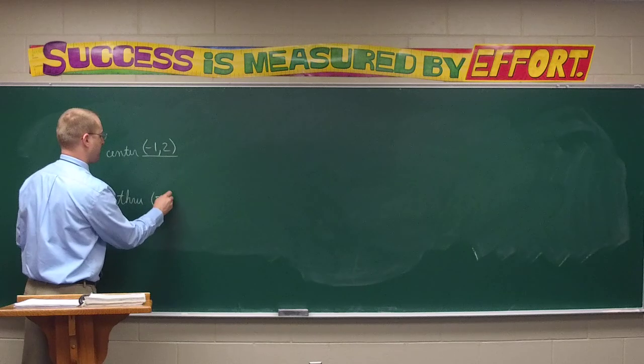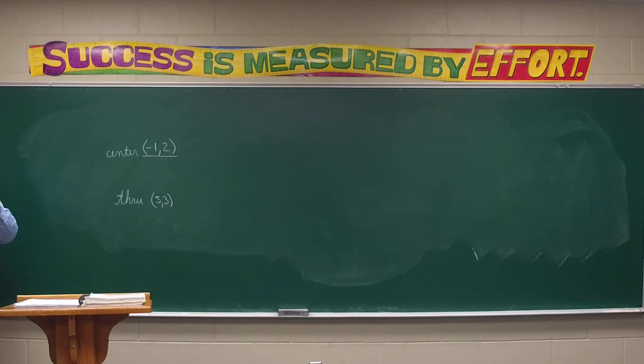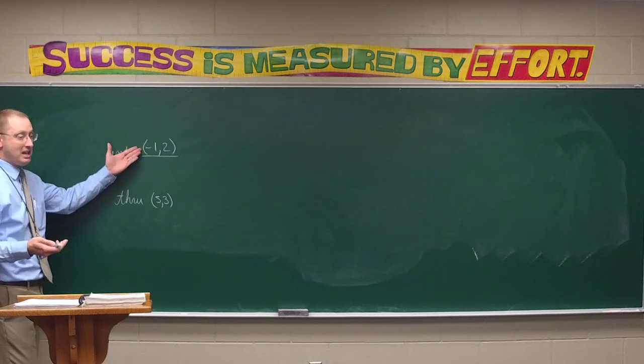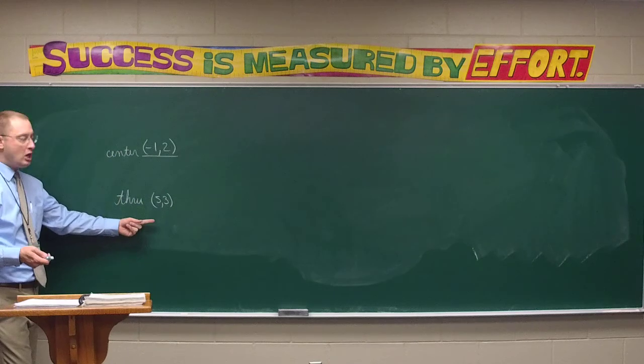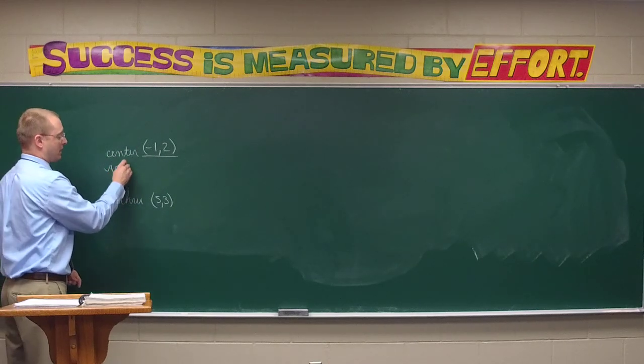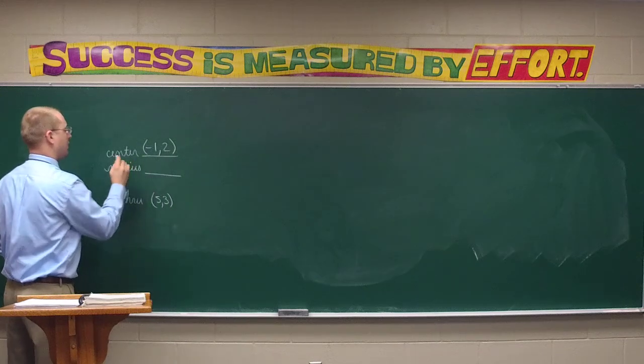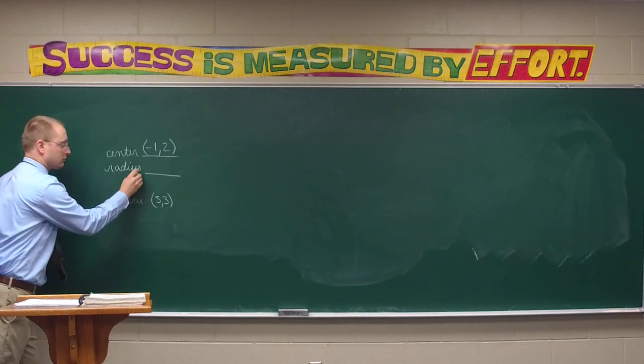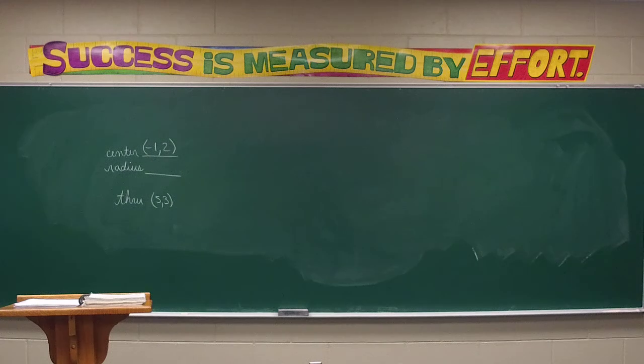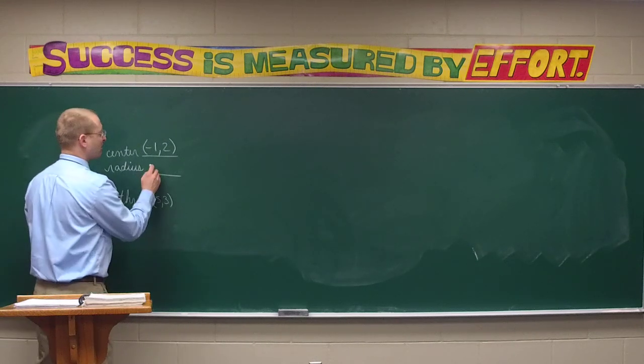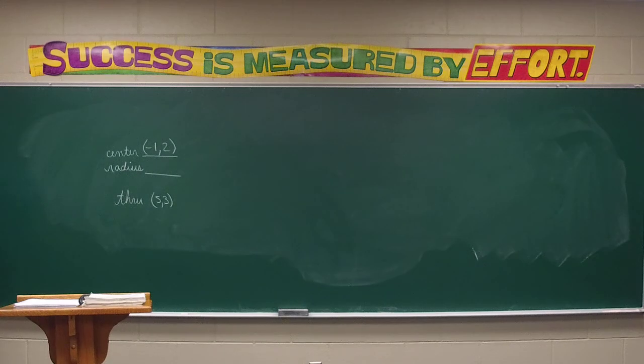Now, what are the 2 things I have to know? Center and radius. That's not the radius, but it can tell me the radius because, what is the radius? Simply the distance from the center to any point on the circle. So if I find this distance, that's my radius. So what's my radius going to be, Jamie? Square root of 37? Square root of 17.